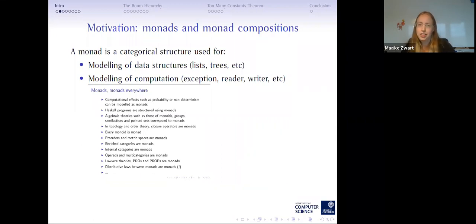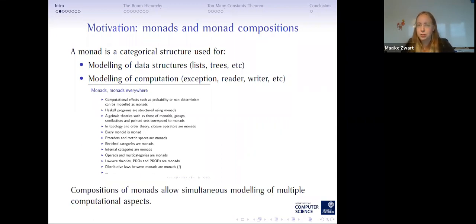Now, because they're so useful, we would like to compose them, because every single monad does just one thing. We have a list monad that models lists. We have a tree monad that models trees. But what if we want to model lists of trees? Then we would like to compose these two separate monads into one so we can model them simultaneously. And that is what you can achieve by using a distributive law.